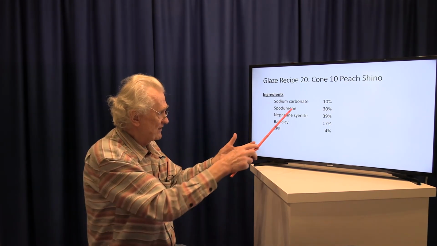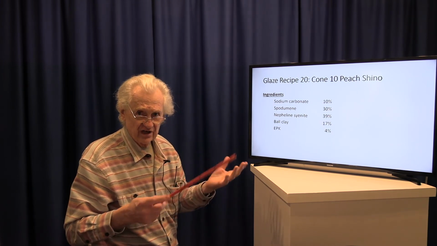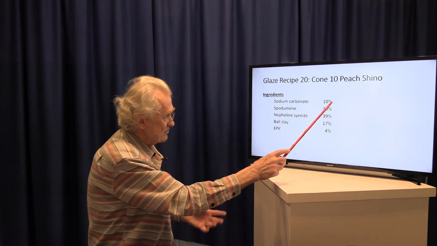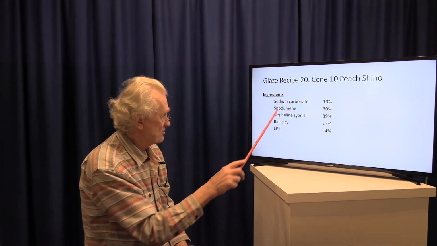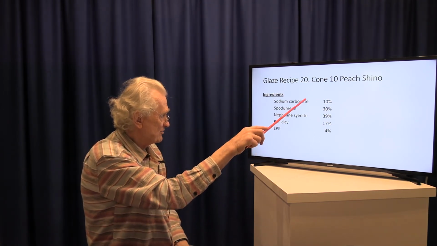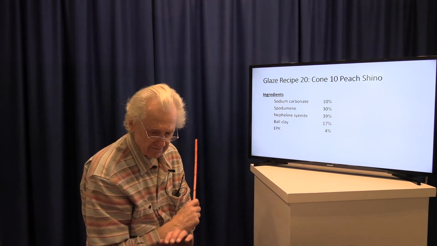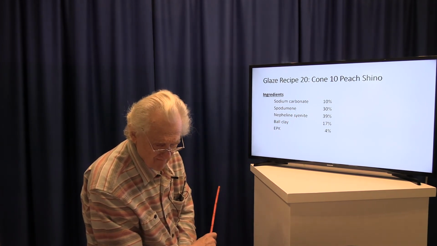And then when the rest of the fluxes melt, the carbon is still there, so you end up with carbon trapping. This is a fair amount, but that's a reasonable amount for carbon trapping. So the minute I see this, that's what this is intended for. This is a carbon trapping shino. Okay?